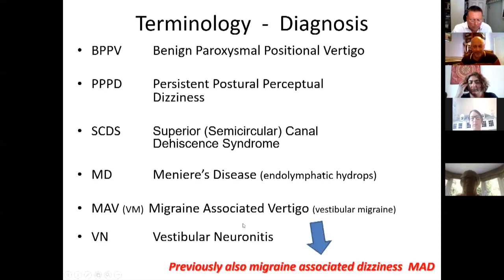And then lastly, I put at the bottom there, in the past, migraine-associated vertigo used to also be called migraine-associated dizziness. But when you put a diagnosis of MAD down in someone's notes, it didn't always look good. We didn't mean the person was mad. But now we've moved it over to migraine-associated vertigo. So they're the diagnoses in that pile of terminologies I showed you.